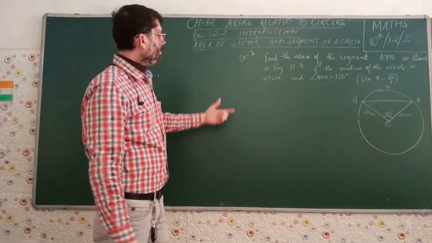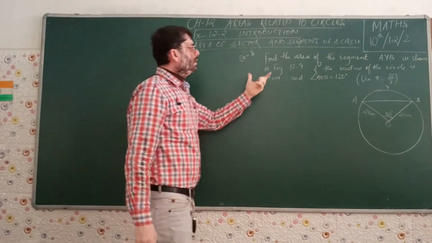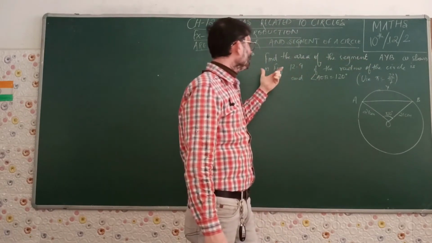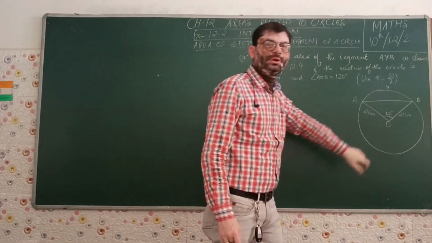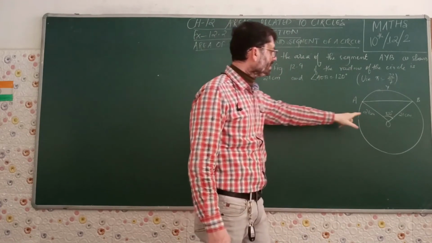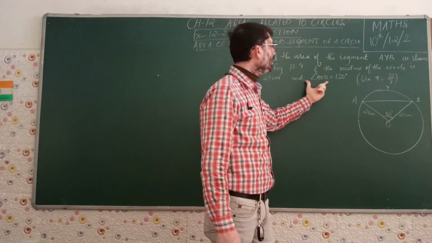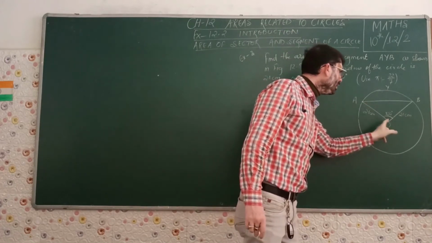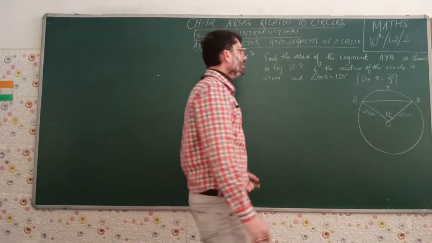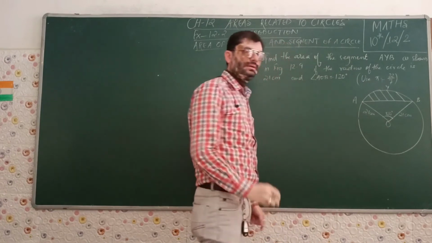Moving on to the next example, example number 3 from the NCERT textbook. The question is, find the area of the segment APB as shown in figure 12.9. This is figure 12.9 that is given in the textbook. The radius of the circle given to you is 21 centimeter, and angle AOB is equal to 120 degree. Angle AOB is 120 degree. We need to find the area of the segment APB. That means we need to find the area of this part.